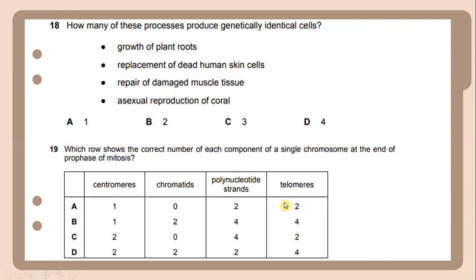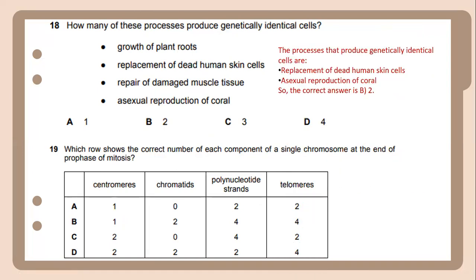Number 18, how many of these processes produce genetically identical cells? Growth of plant's root, replacement of dead human skin cell, repair of damaged muscle tissue, or asexual reproduction of coral. The processes that produce genetically identical cells are replacement of dead human skin cell and asexual reproduction of coral. So the correct answer is 2.